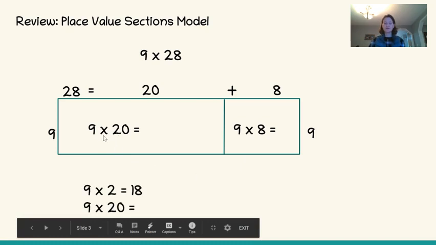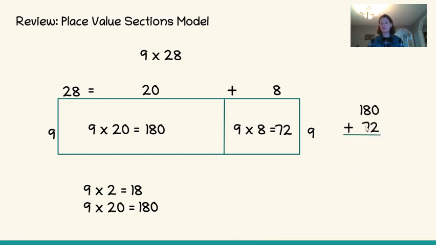We can solve 9 times 20 because we know 9 times 2 is 18. Remember, when we are multiplying by a two-digit number, we're really multiplying by 2 10s, so we just add that 0 to the 18. So 9 times 20 is 180. 9 times 8 is 72. For this method, we add the numbers in the rectangles together. 180 plus 72 gives us an answer of 252. So there is a quick review of the place value sections model.